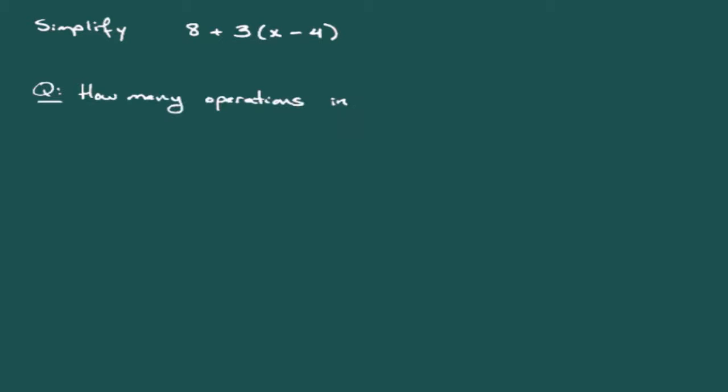Now, in some cases, we can actually get a greater amount of simplification than in others. And to see that, consider this example. Suppose we need to simplify 8 plus 3 times the quantity x minus 4. Now, one question that we can ask ourselves is how many operations are actually involved in evaluating this expression?